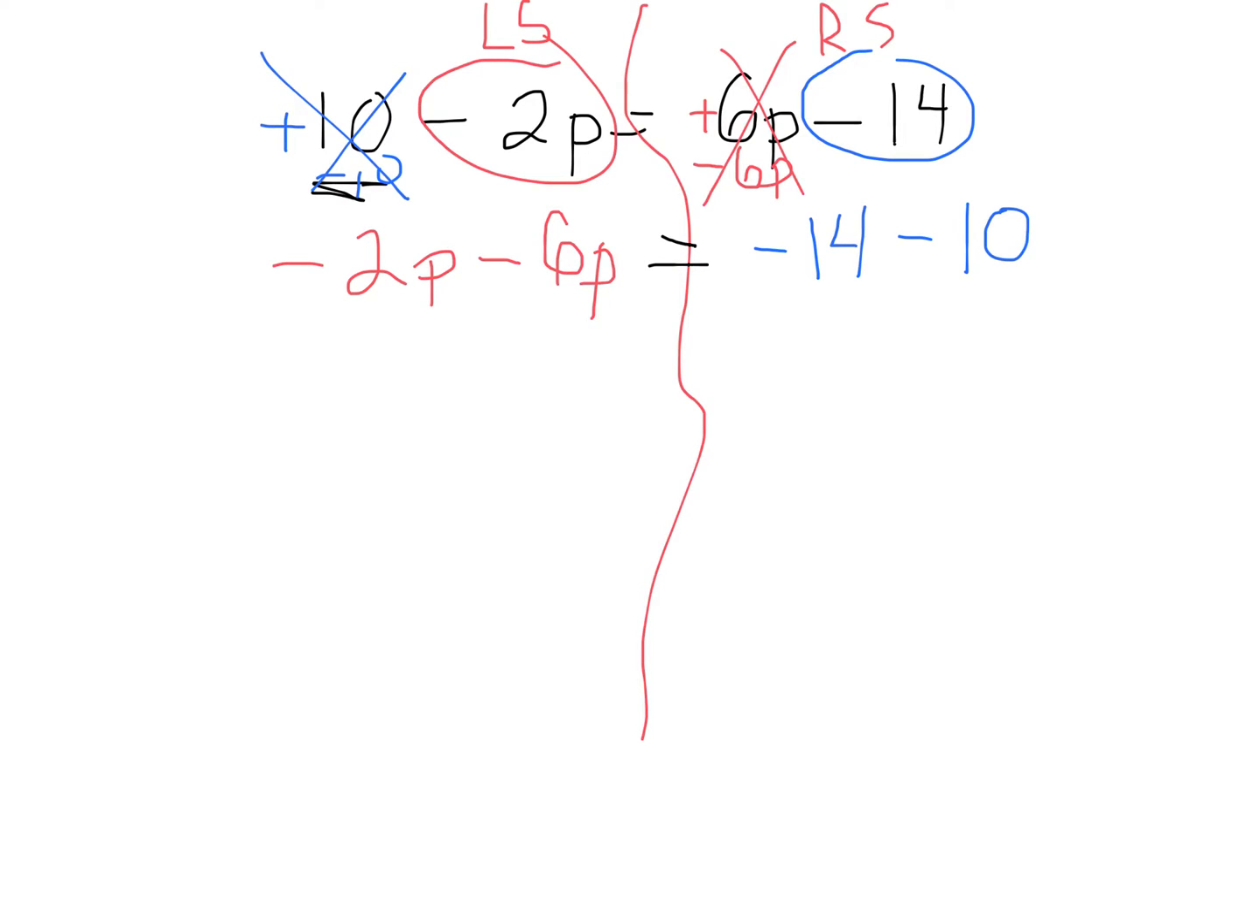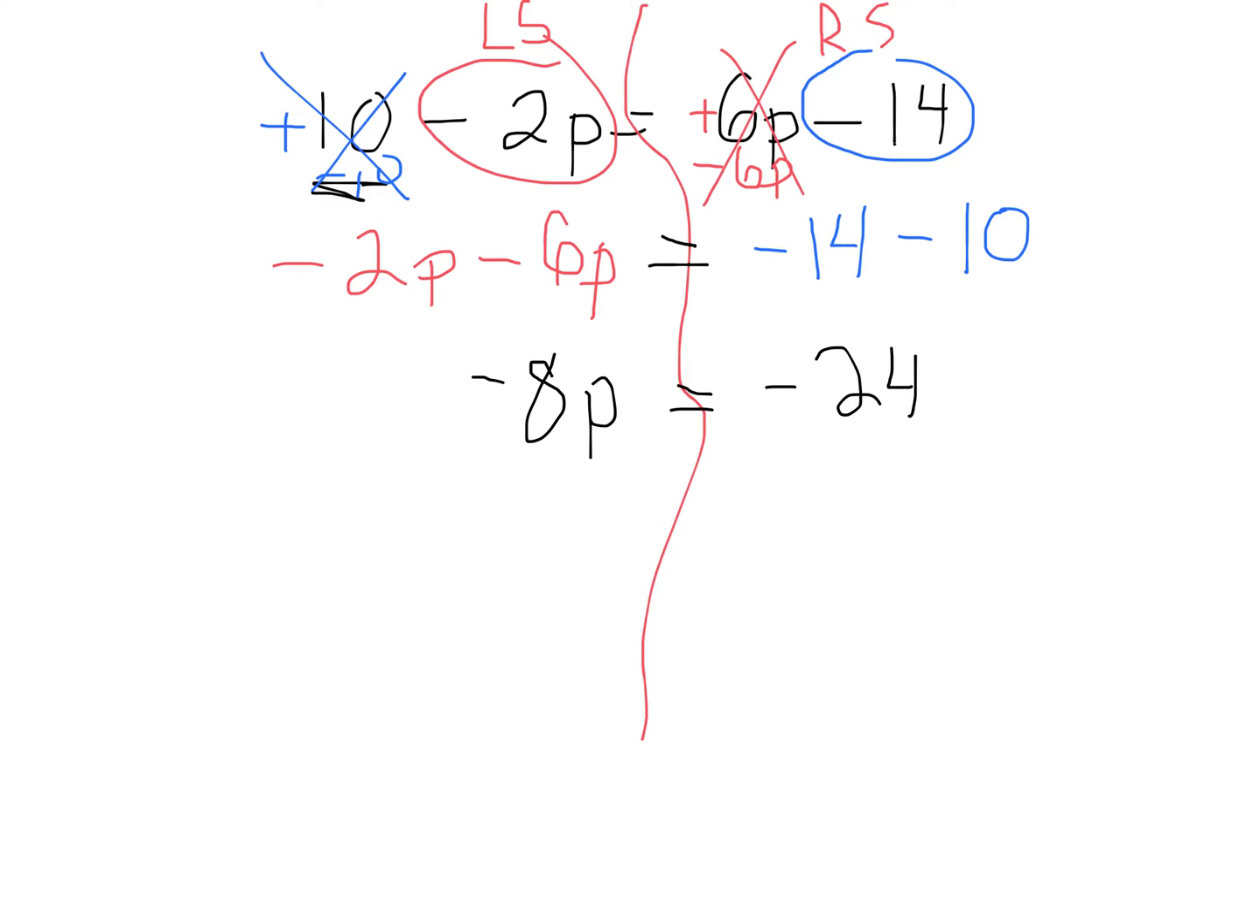So now we can simplify negative 2p take away 6p. Negative 2 take away 6 is negative 8. And then we have negative 14 take away 10 is negative 24. It's negative 14 subtracting 10. It's getting smaller. How do I solve for p now?